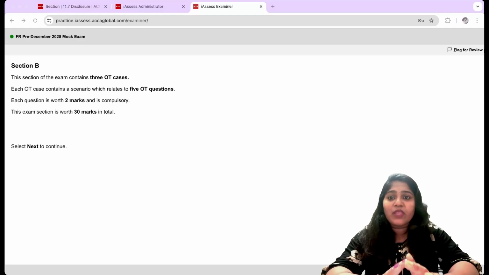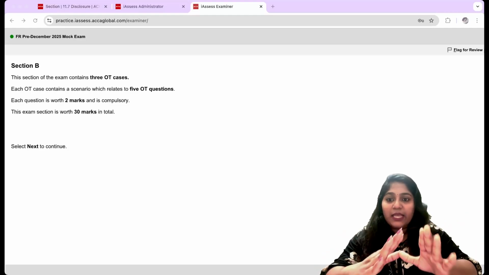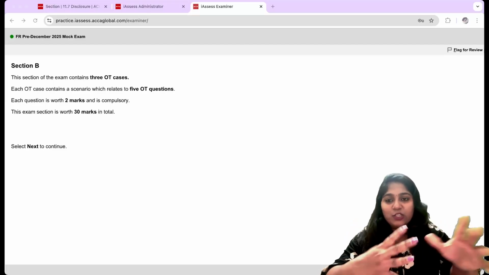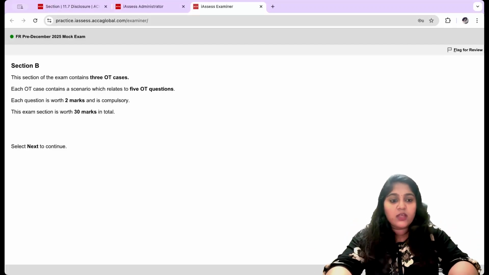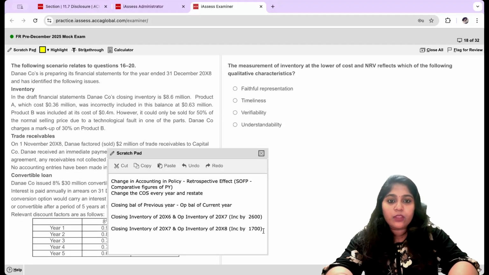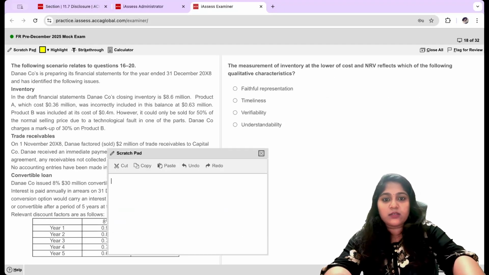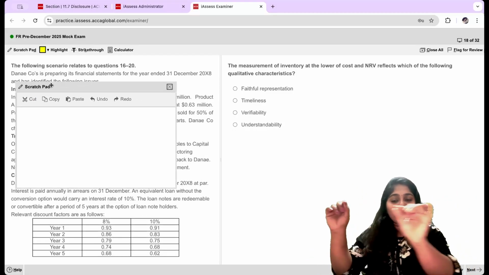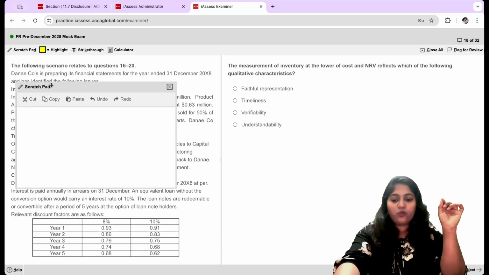Section B of the exam contains 3 OT questions. Each OT question contains a scenario which relates to 5 OT questions. Each question has 2 marks. Once again, it is of 30 marks. Let's start. Always you have to consider what is being asked. Don't read the theory, which is not even relevant to this. Always read the question first.